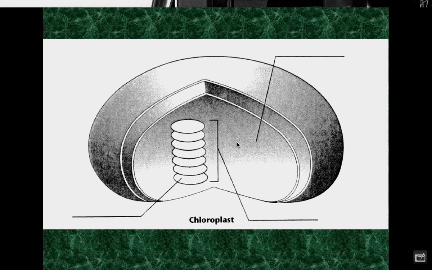So we need to label the thylakoid, the stroma, and the granum. So we have a line coming to this single sac here, and that is the thylakoid. The stack of thylakoids is called the granum. And then the last one is pointing to the space in between, and that is the stroma.